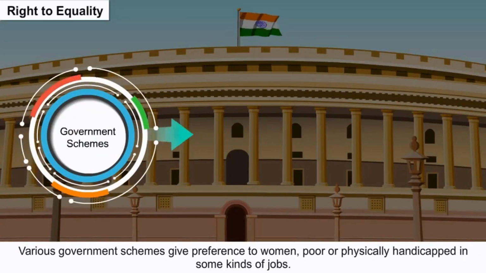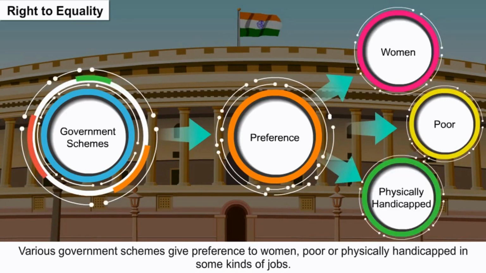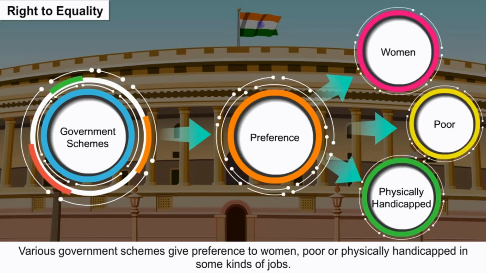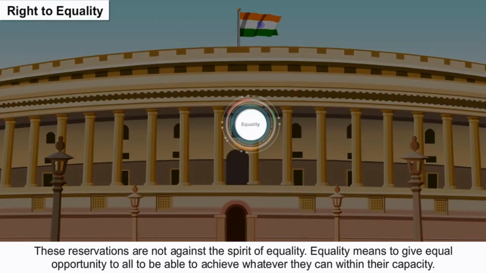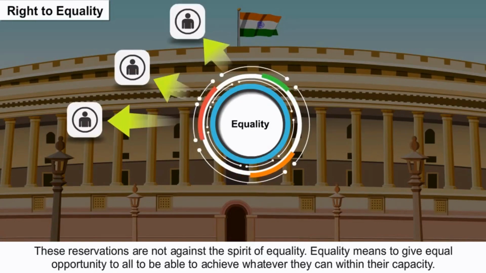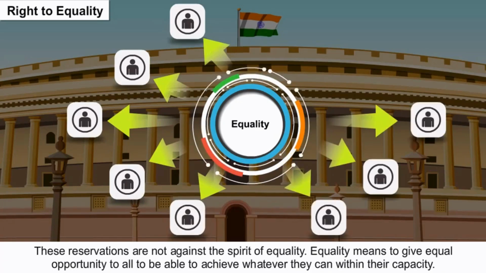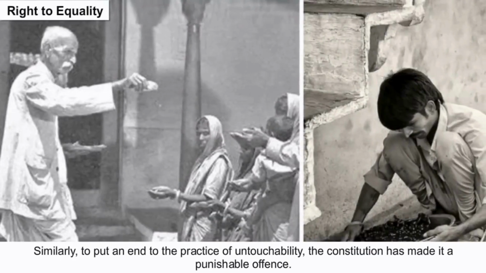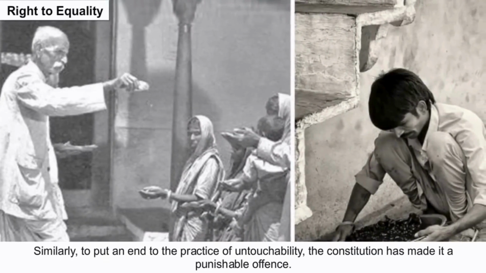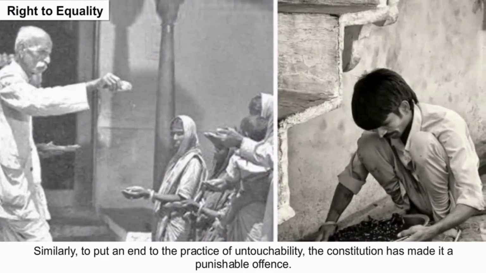Various government schemes give preference to women, poor, or physically handicapped in some kinds of job. These reservations are not against the spirit of equality. Equality means to give equal opportunity to all to be able to achieve whatever they can within their capacity. Similarly, to put an end to the practice of untouchability, the Constitution has made it a punishable offence.